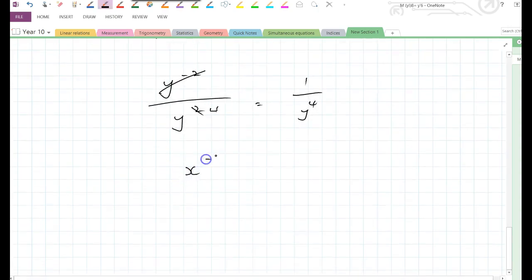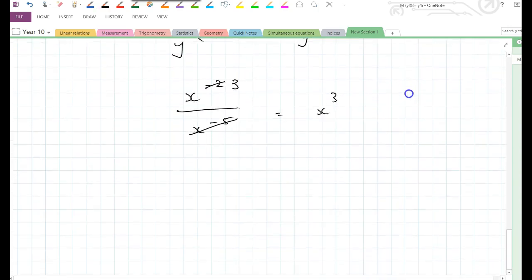X to the power of minus 2 over x to the power of minus 5. Which one is larger? This one here is larger by 3. So we put the number here, the amount that it's larger by, and remove entirely the smaller. And so here in this case, x cubed over 1. Maybe that helps. We have a chance to discuss this more on Monday.